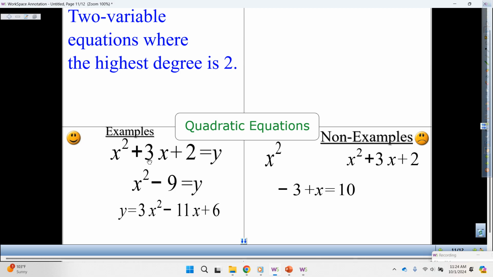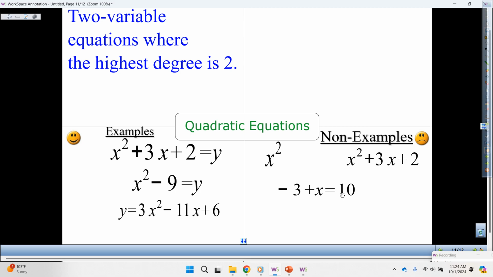Let's look at this one. Two variables, x and y, yes. Highest degree of 2. 2, 0, 1. Highest degree is 2. Let's look at this one. Two variables. Degrees, 1, 2, 1, 0. Highest degree is 2. Okay. So with that said, look at these non-examples.